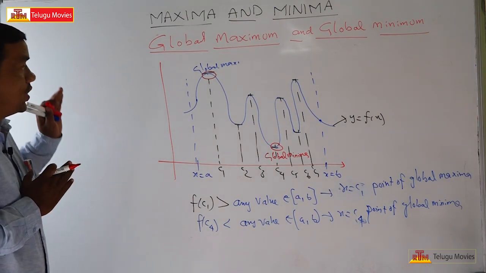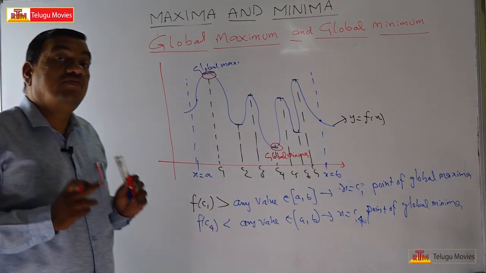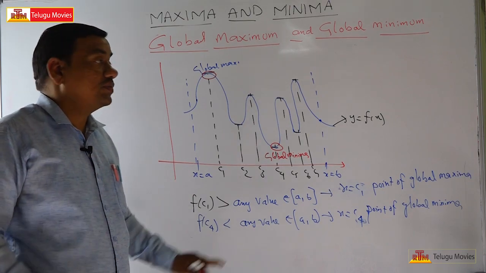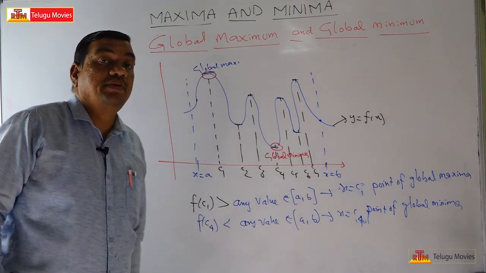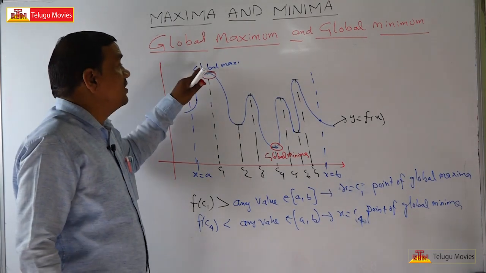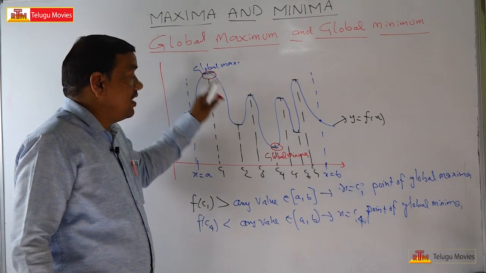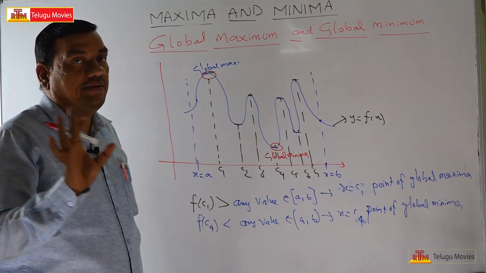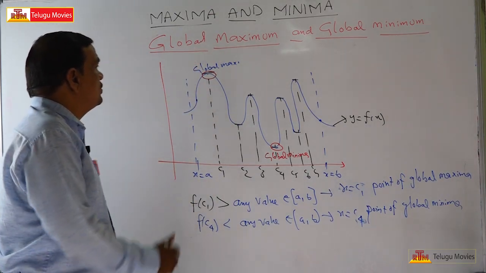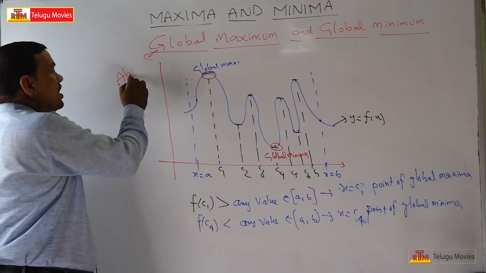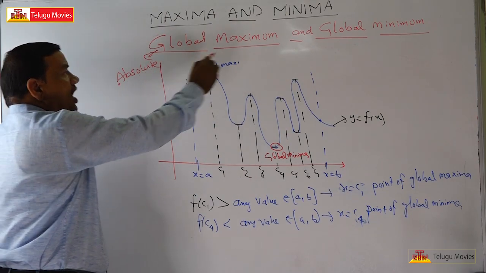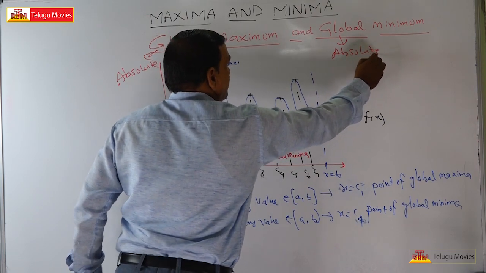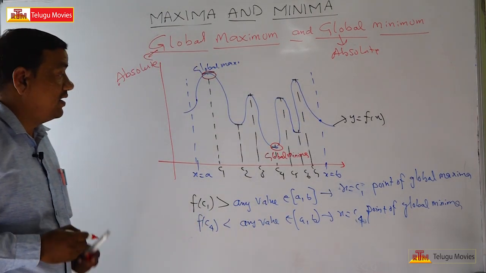So there will be one and only one global maxima, and one and only one global minima, in an interval a and b. Understand? This is also sometimes called absolute maxima and absolute minima. That word is also used, absolute maxima and absolute minima.